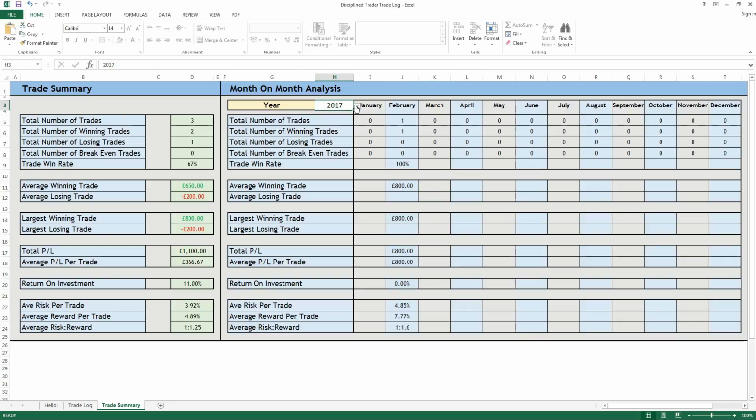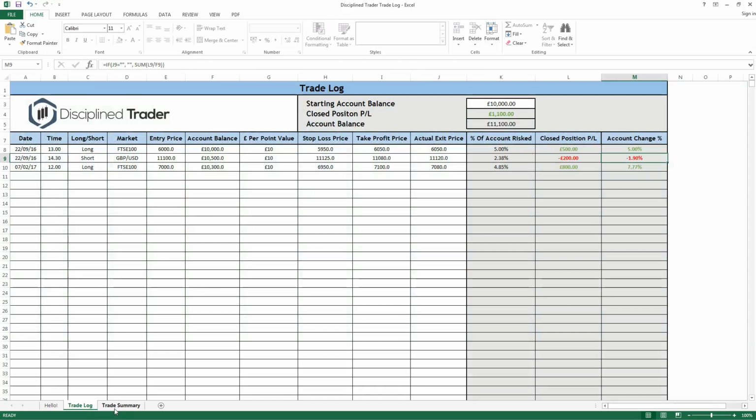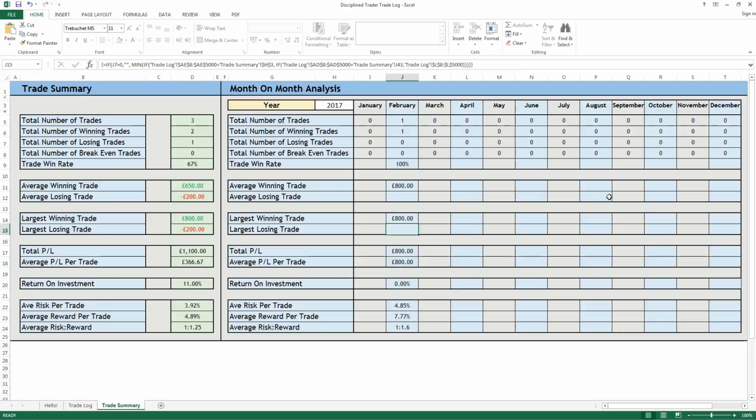The only thing you can change on this sheet is the drop down over here, so you can change it to whatever year you want to look at. So we go back to 2016, we've got those two trades there, and then the one we just entered in February 2017. There is no data in these ones because we haven't had a losing trade in February 2017 yet, or at least according to the trade log. So that's why the cells are empty. But again, this updates all automatically. All these figures are calculated for you and you can just refer to them as and when you want to.